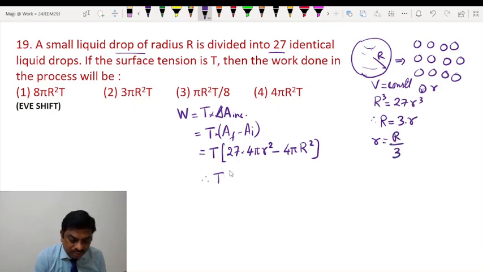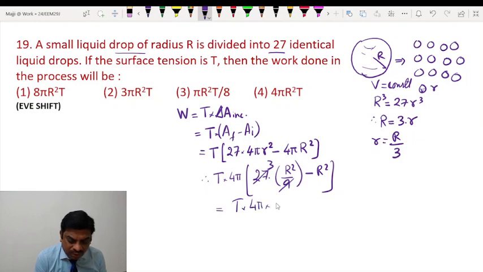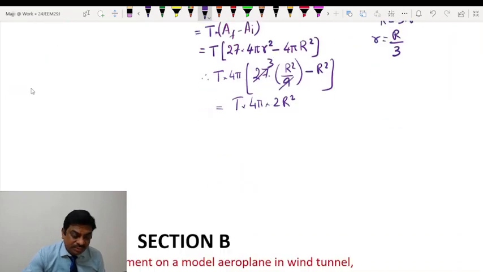Therefore, T into 4 pi I will take outside. So I have 27 into small r square, which is capital R square by 9, minus R square. As you can see, this will be 3, so 3R square minus R square is 2R square. So T into 4 pi into 2R square, that is 8 pi R square T. That is the answer, students. That's how you are supposed to solve it. It should not take more than 1 minute, of course.